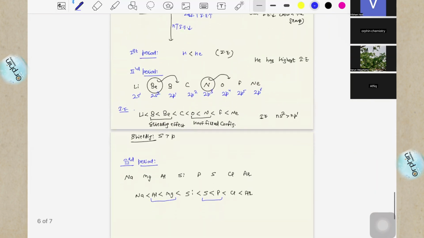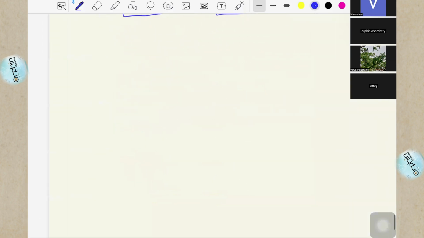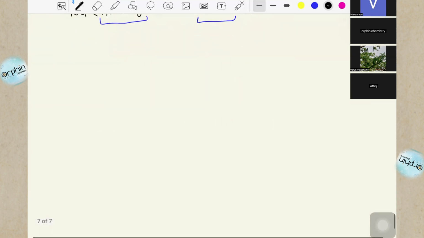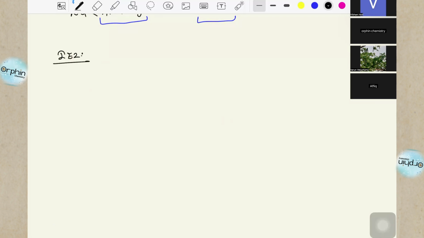Okay, first, second, and third period is done. Then let us move on to the group wise. Okay, let's go for the groups. Before going on through the groups, we can compare IE2.